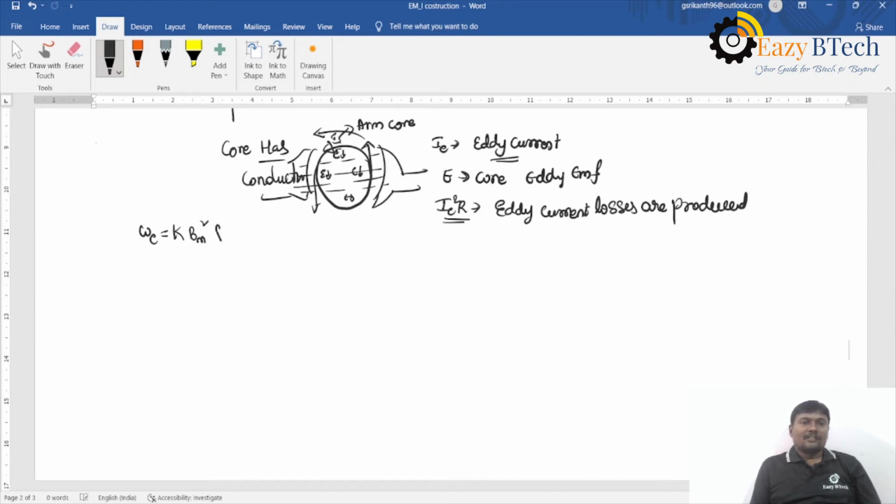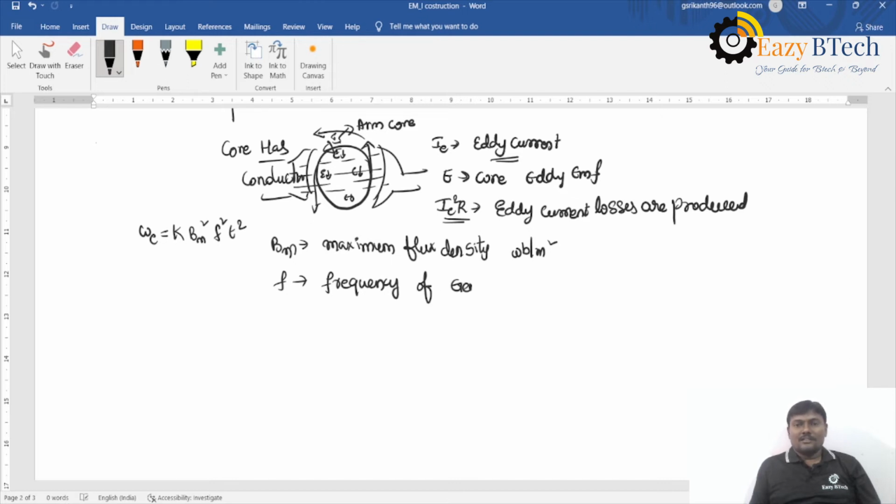The eddy current losses are produced. The eddy current loss is equal to K into B max square F square T square, where B max is the maximum flux density in Weber per meter square.